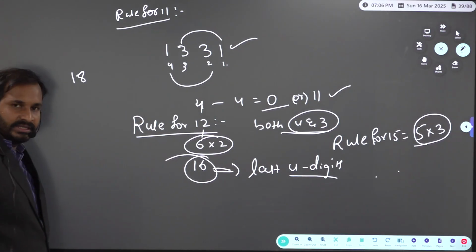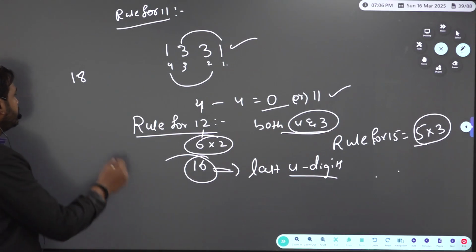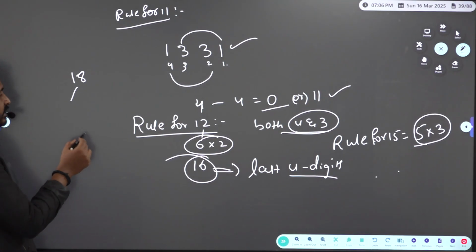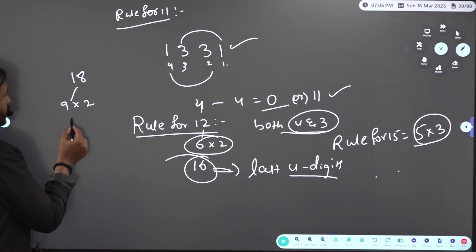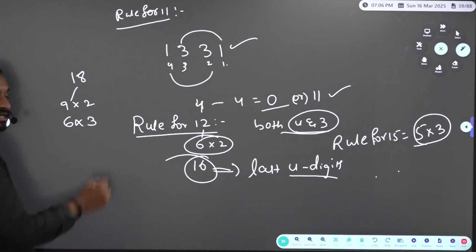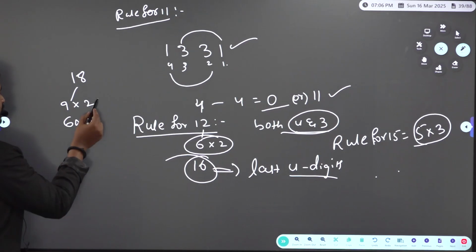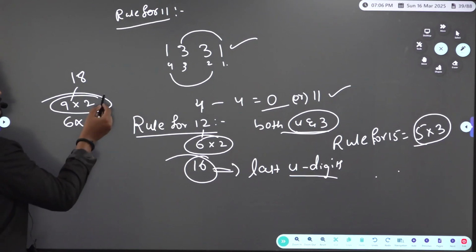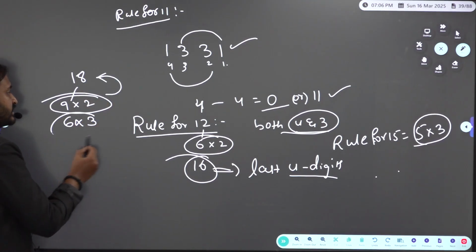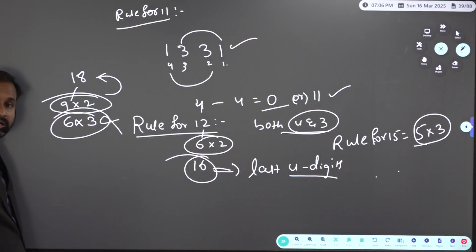Okay. Next, the rule for 18. What is the rule for 18? Actually, how can we write 18? Generally, you can write 9 twos are 18. You can write 6 threes are also 18. But we will take a number which is divisible by both 9 and 2, that number will be divisible by 18. I will not take 6 and 3. Why? Because 6 and 3 are not co-primes.